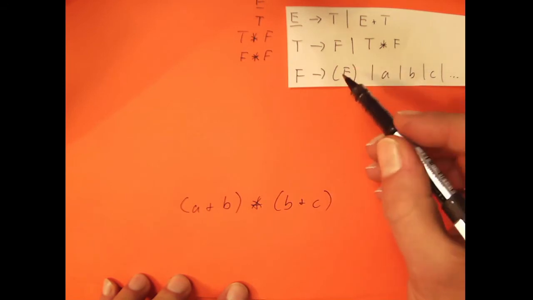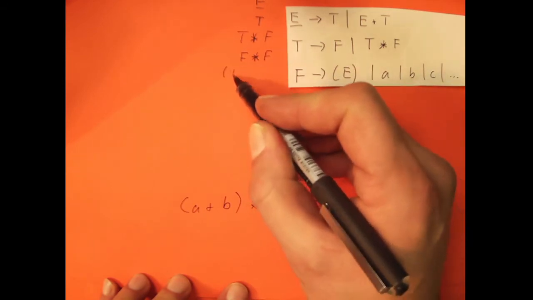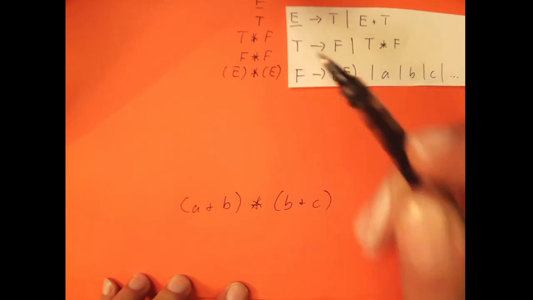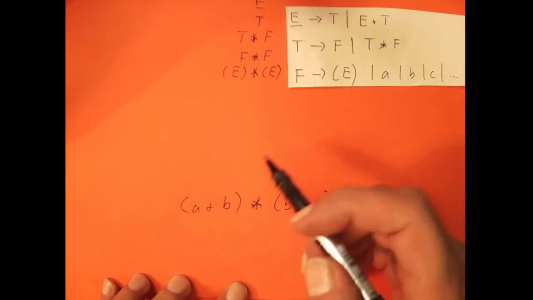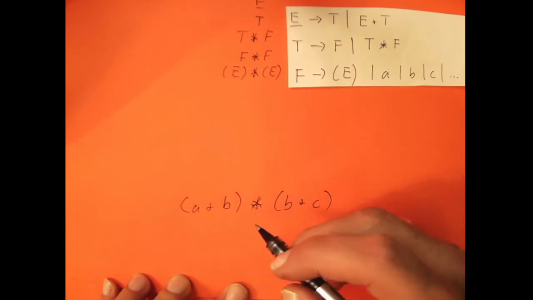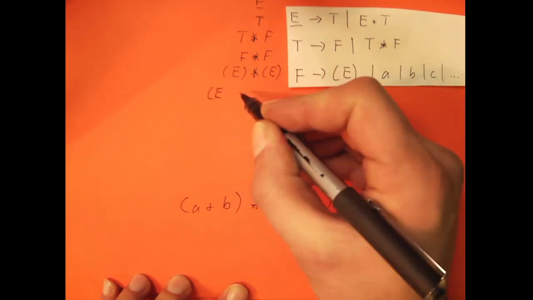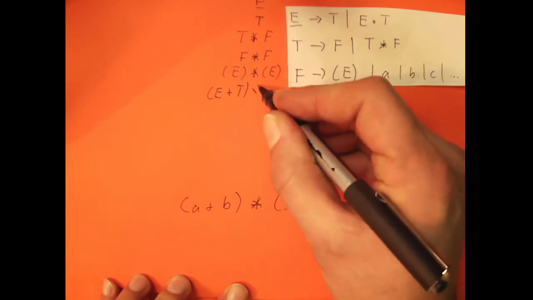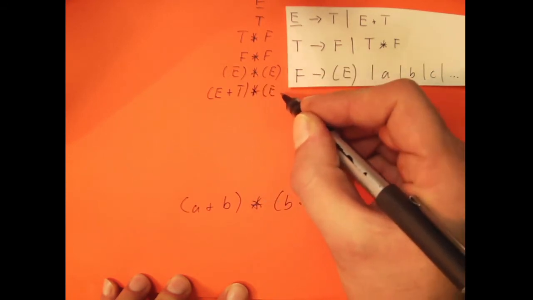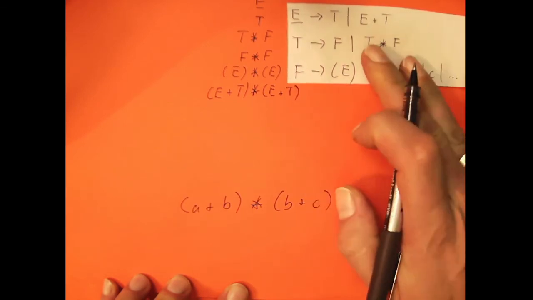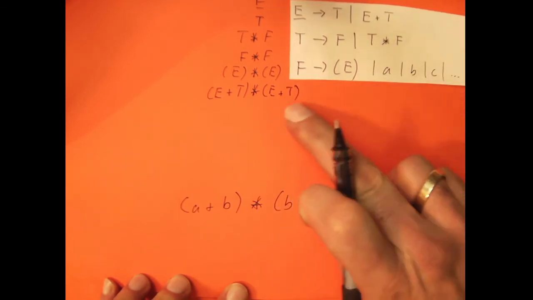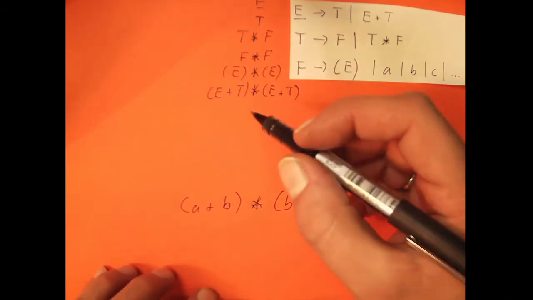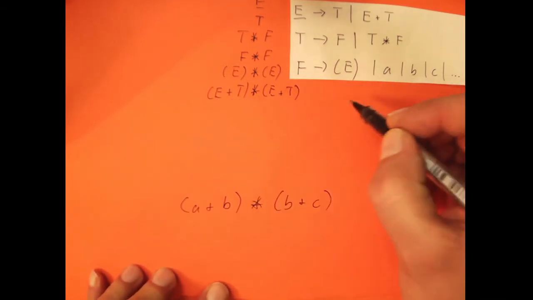And then F can be replaced by this parenthesis sequence. So that we have E times E in parentheses. And then we use E plus T times. So in each of these statements, there is a complete set of terminals and non-terminals where we replace the non-terminals in the next step.